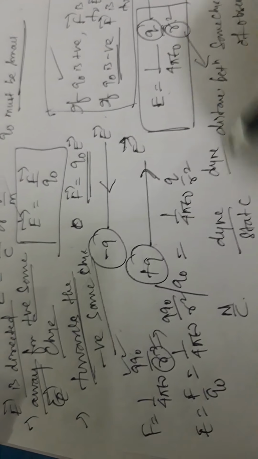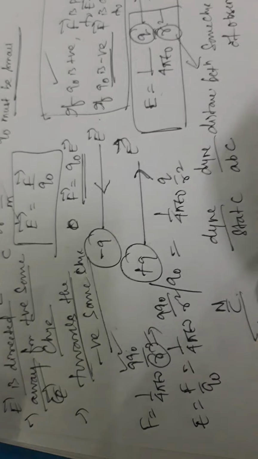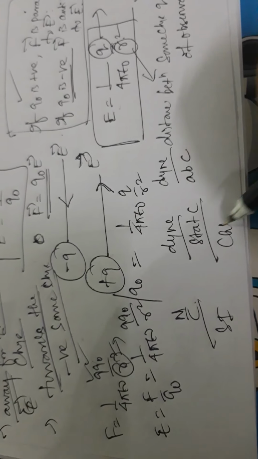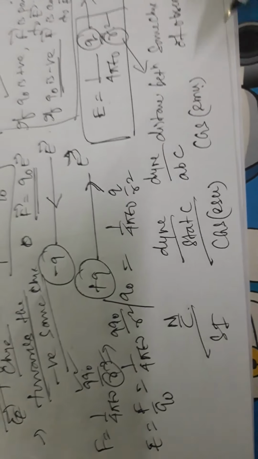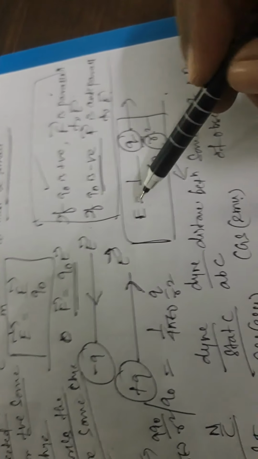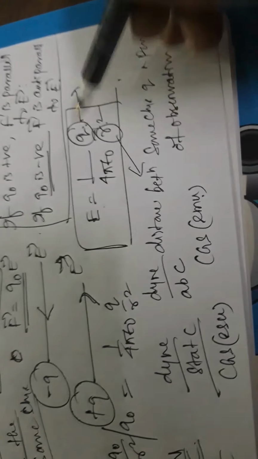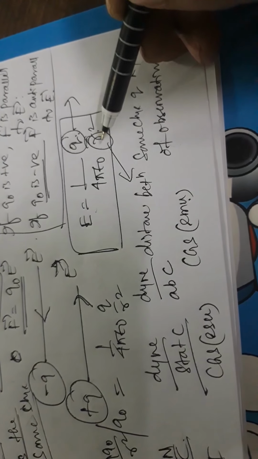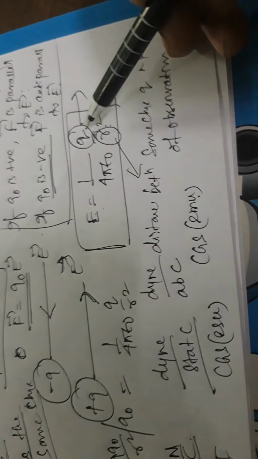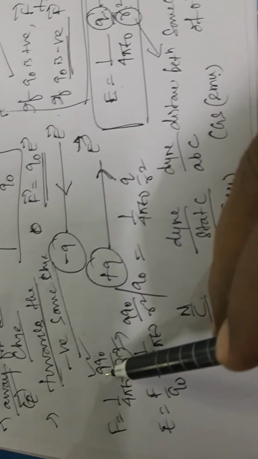Now in unit, it is Newton per Coulomb, and in dyne per stat Coulomb or dyne per ab Coulomb. This is in SI, this is in CGS electrostatic unit ESU, and this is CGS electromagnetic unit. So this is the expression for the electric field strength due to a point charge, which depends upon the magnitude of the source charge and the distance between the source charge and the point of observation. Keep in mind, electric field strength does not depend upon q0 or the test charge. Clear? Whereas the magnitude of the force depends upon both the magnitudes of the charges.